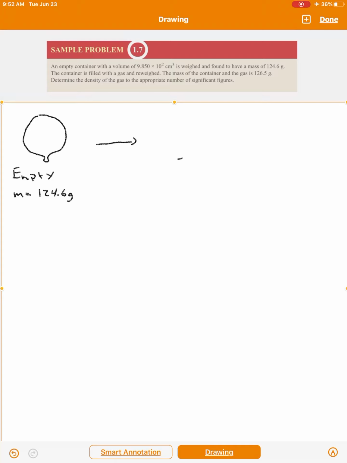Now, when you fill this container up with a gas, what do you think will happen to the mass? Will it get larger? Will it get smaller? Will it stay the same? As far as we know, there's no such thing as negative mass. Substances have mass, so the mass should go up. And if you take a look at it, it did, right? It went up by actually almost 2 grams. It went up by 1.9 grams there.